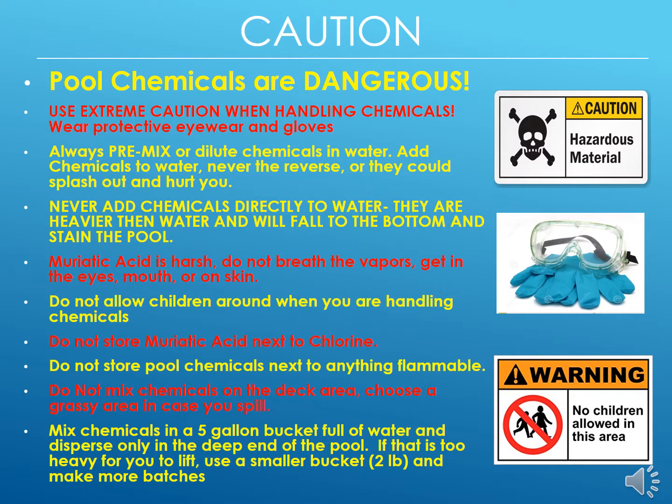Don't mix chemicals on your deck area. If it spills out, it could stain or discolor your deck. Choose a grassy area to set your bucket in to do your dilution. Grass is a lot less costly to replace if you should spill it. And mix all your chemicals in a 5-gallon bucket full of water, then disperse them evenly into the deep end of the pool and mix it around. If that bucket is too heavy for you to lift, you can use smaller buckets like a 2-pound and just make more batches of diluted chemicals.